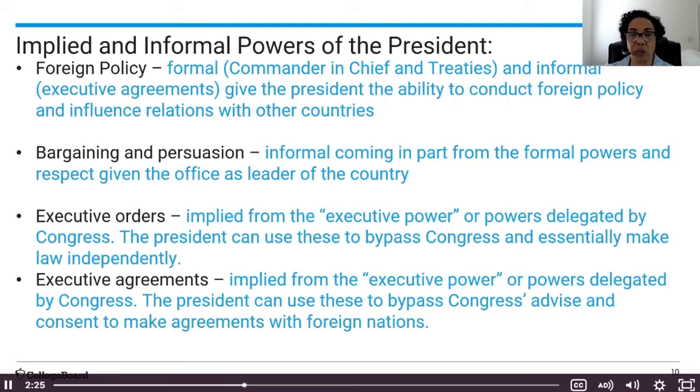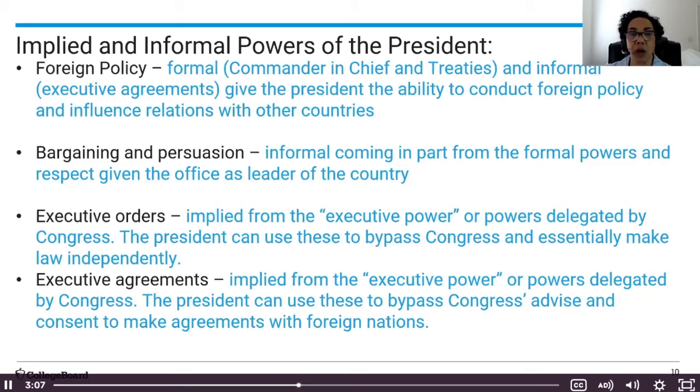Bargaining and persuasion, pretty informal, coming from the formal powers that people have a tendency to revere, the respect that's given to the office holder as leader of the country. Executive orders, these are like laws that the president can put into place and really bypass Congress. Don't have to get them to do anything, and the presidents will use these and are increasingly using executive orders. Executive agreements are treaties.